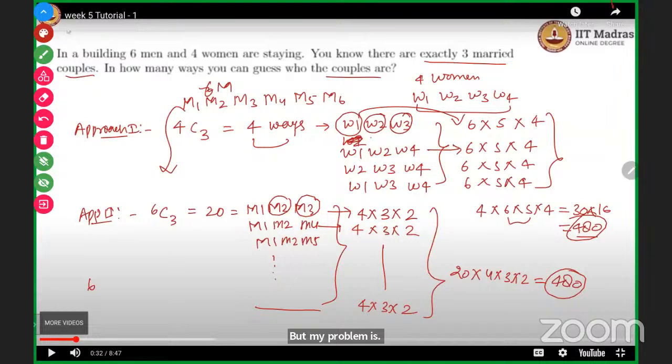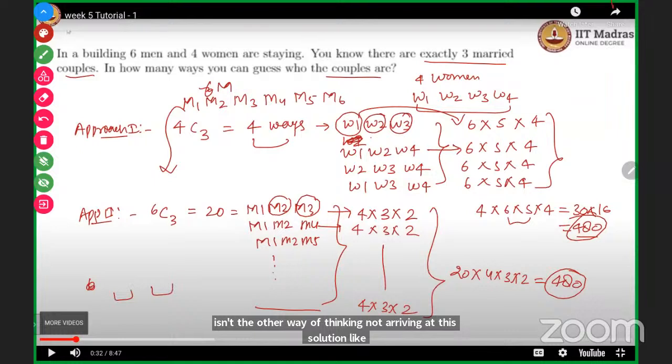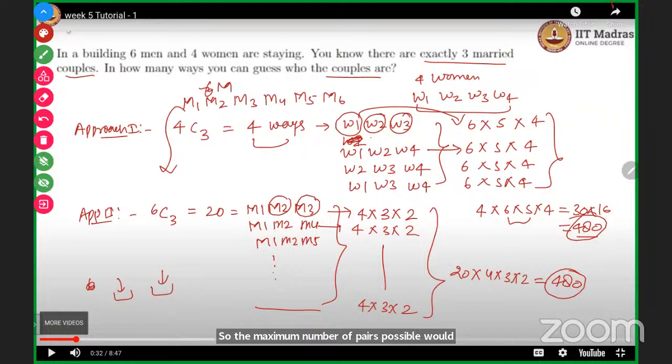No, no, it's not like that. What you are basically doing is simply like there are two chairs and you are just filling those positions. Out of those 24 pairs, only three pairs are married actually. The maximum possible pairs are 24, but only three are genuine couples, so the remaining 21 are not. So in how many ways can you guess who the couples are?